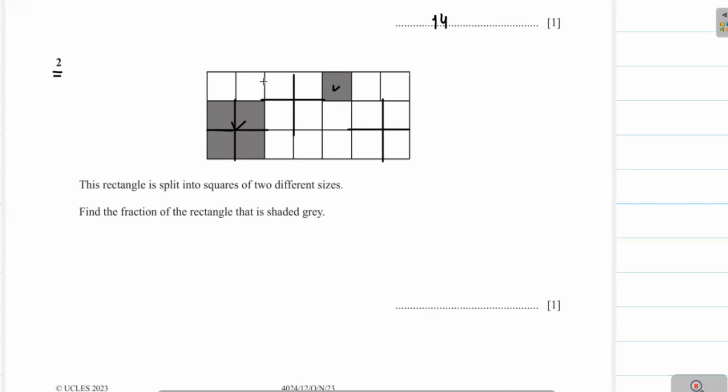Next, you see here, after splitting these big squares according to the small square size, the number of squares here are 1, 2, 3, 4, 5, 6, 7. 7 times 3 is 21. Here the total small squares are 21 and the shaded small squares here are 1, 2, 3, 4, and 5. Therefore, 5 over 21 is the answer.